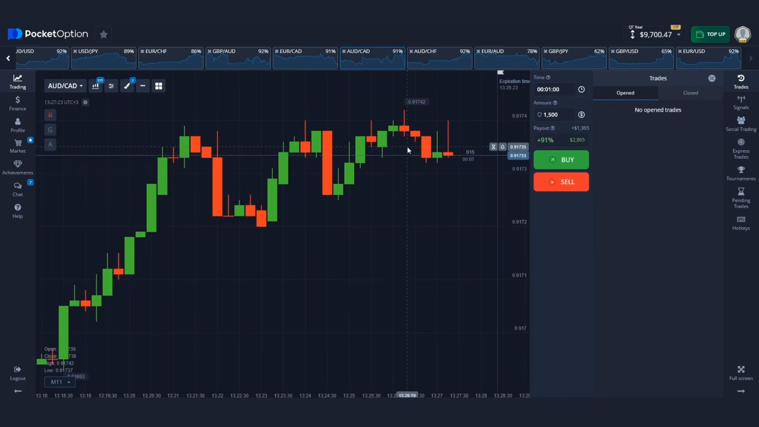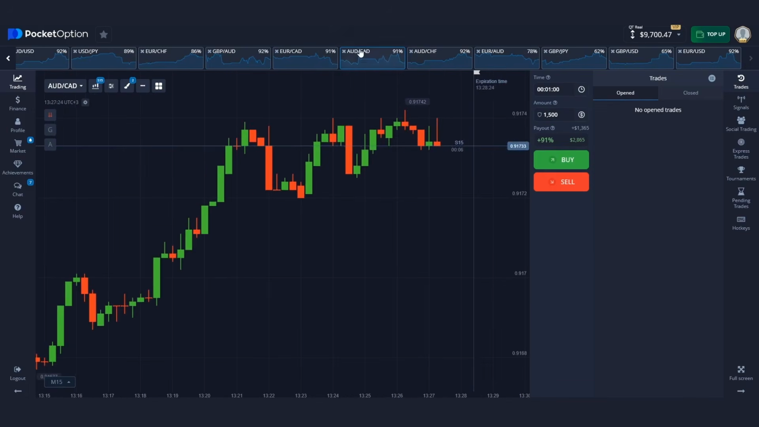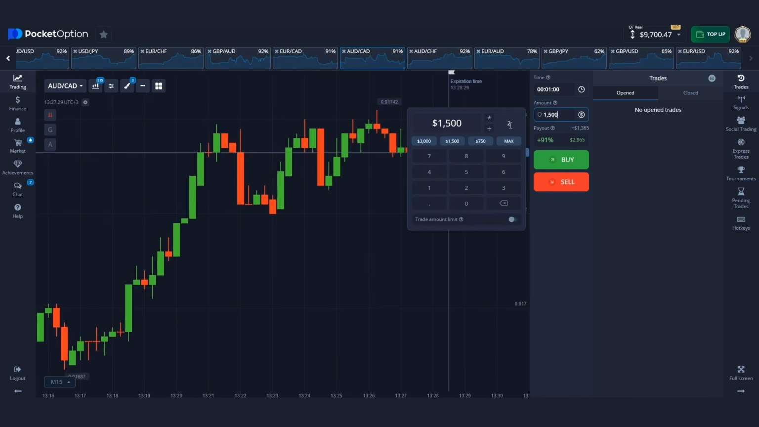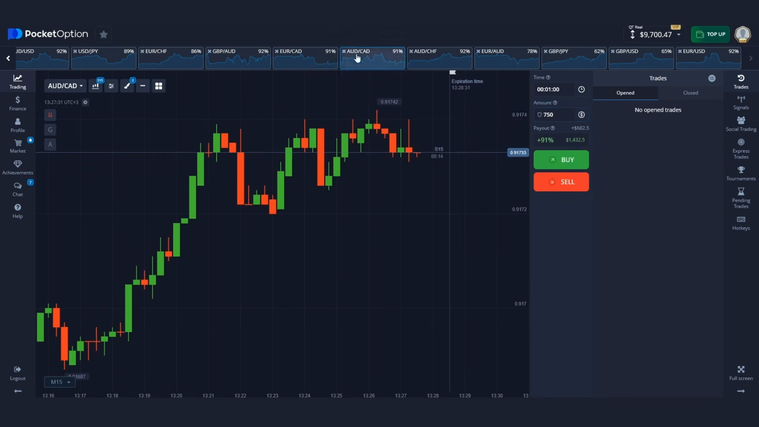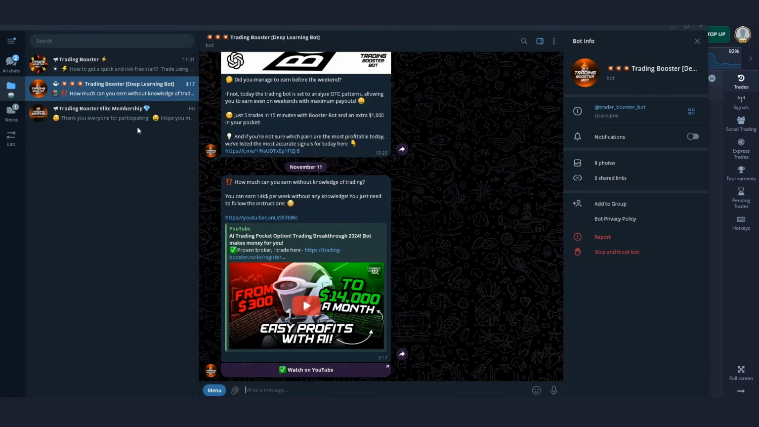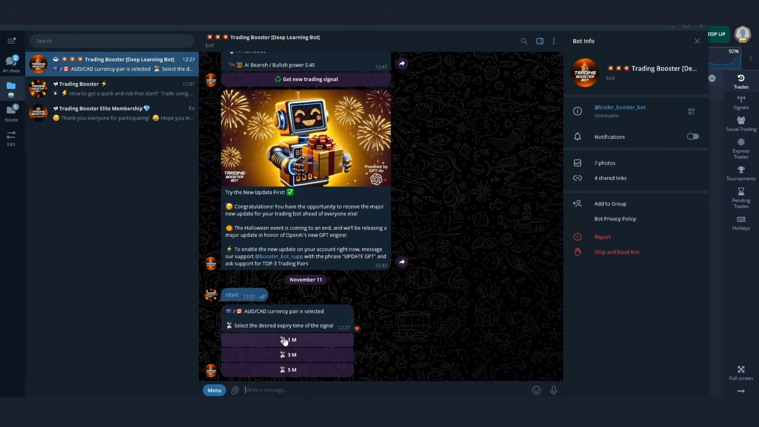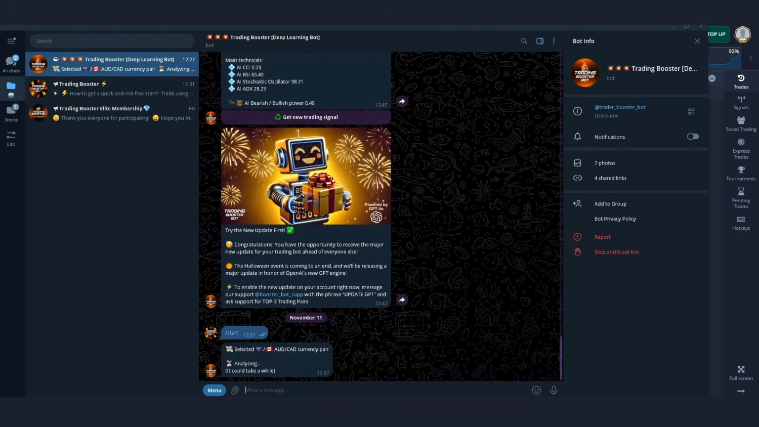Let's conduct an experiment on one currency pair. For example, it will be the Australian Canadian dollar first. I want to open a deal on, let it be $750 on the Australian Canadian dollar. I go to BoosterBot, I activate this bot, select the currency pair Australian Canadian dollar, and the time for the first trade 1 minute.